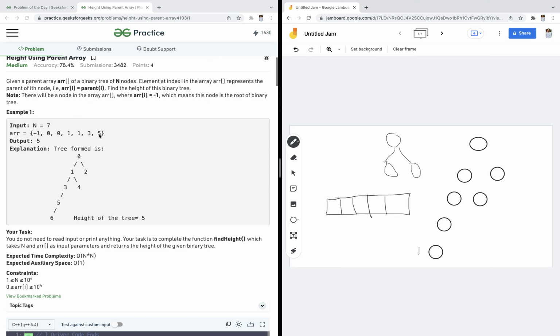6 is pointing out that its parent is 5, whose parent is 3. If we are moving to 5, then the height of the tree will increase to 2. Then 5 is pointing out that its parent is 3. So let's write the value, 0, 2, sorry, 1.